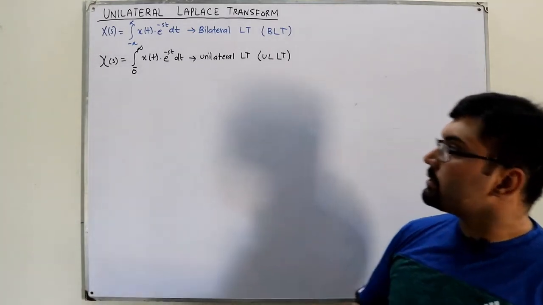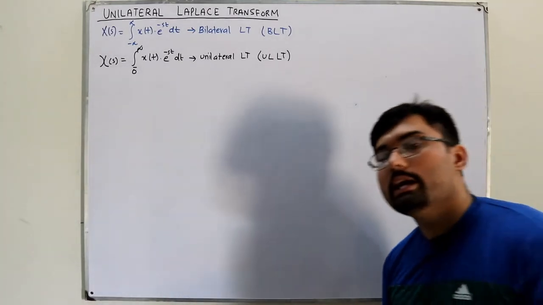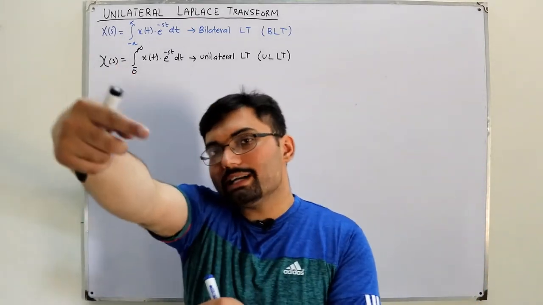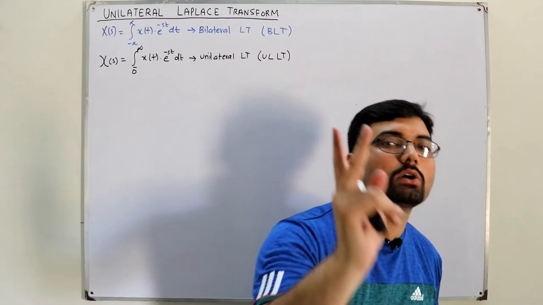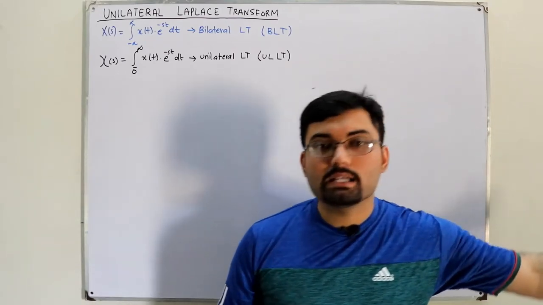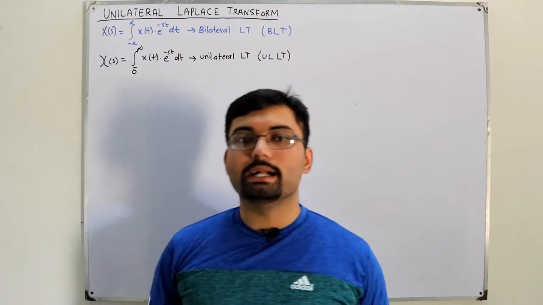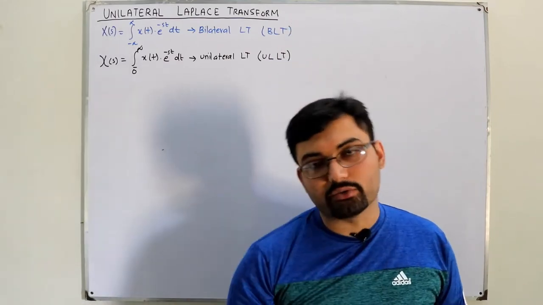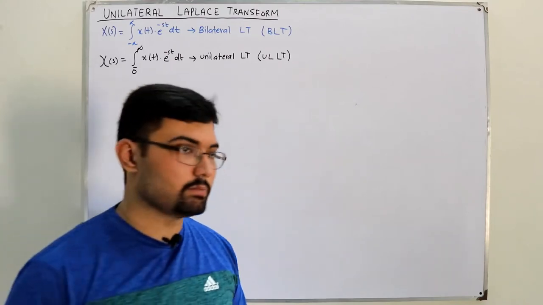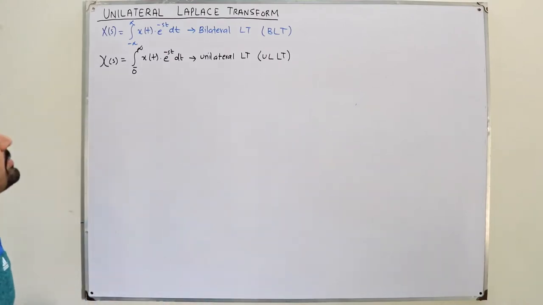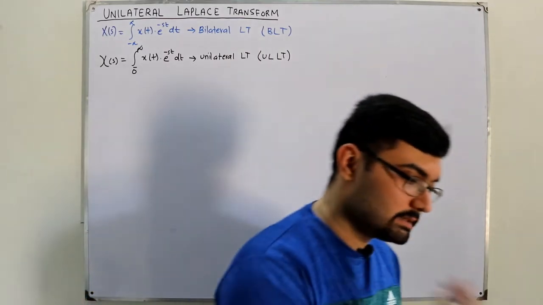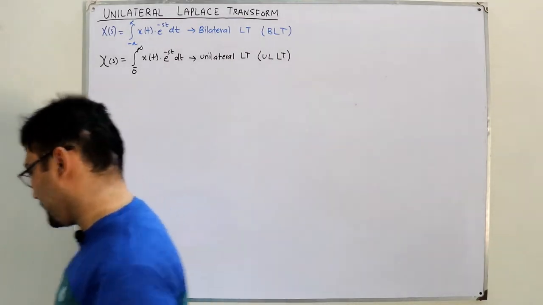Also, this is from 0 to infinity. If you only have the left hand side, from negative infinity to 0, that is also a unilateral Laplace transform. Bilateral is on both sides, unilateral is on one side of the y-axis. That is it. 0 minus is just the value before 0. Why? You will get it when we move further into the topic.